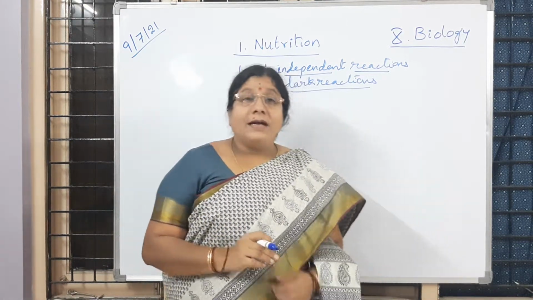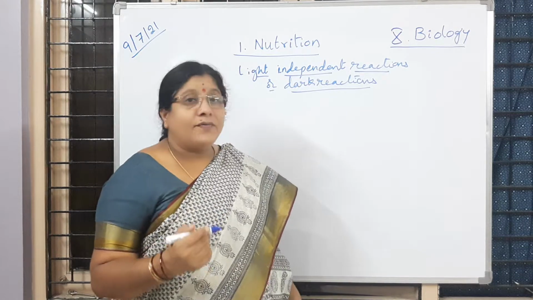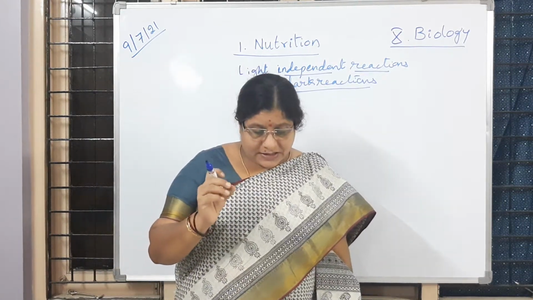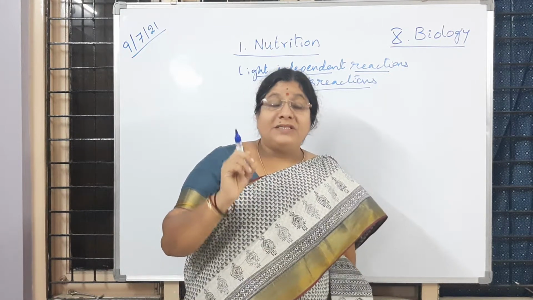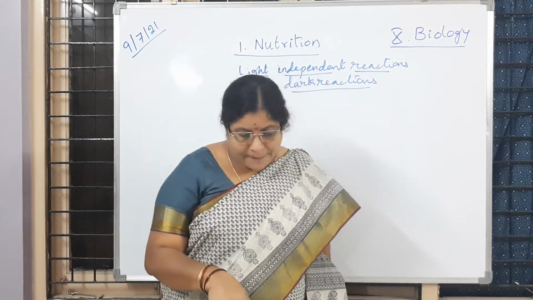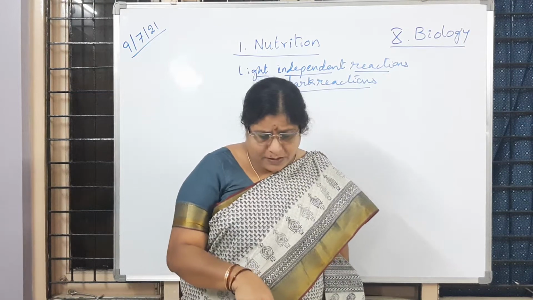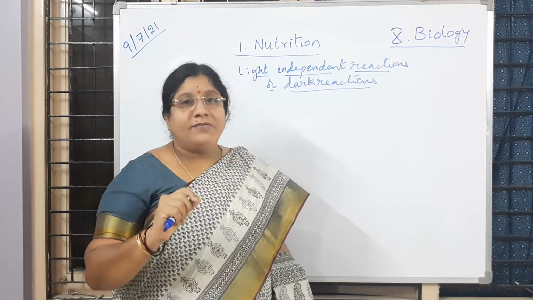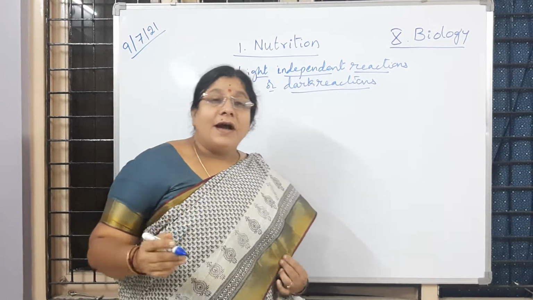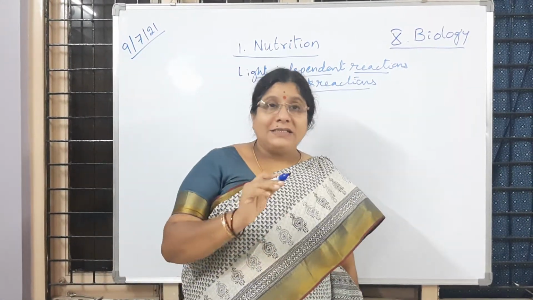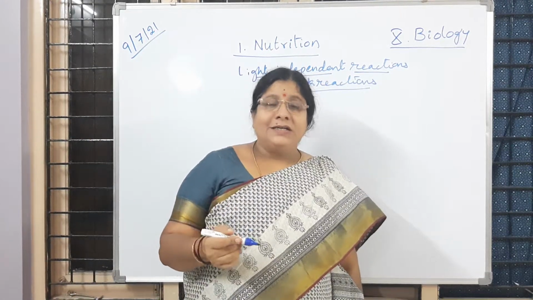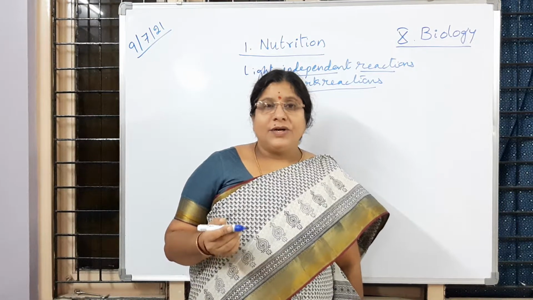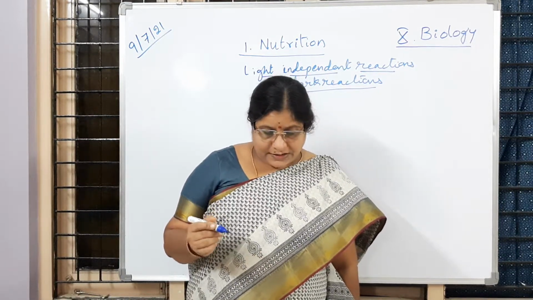The reactions are not in need of sunlight, and the time gap of that reaction phase is very much less. It is mentioned here as less than 1,000th of a second. That short period of time is enough for the reactions to happen. So as it does not require light, it is called a dark reaction. Is it clear to children?